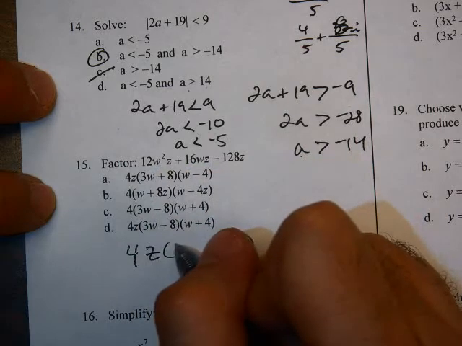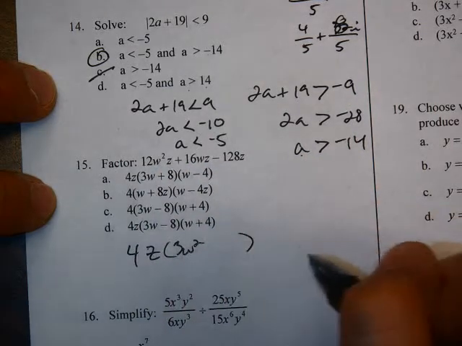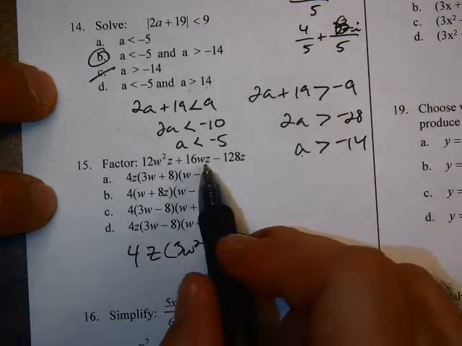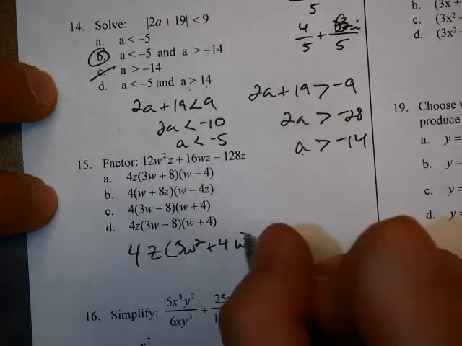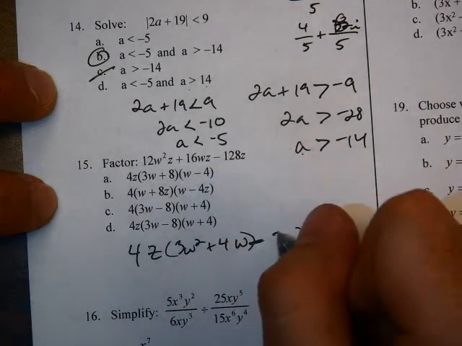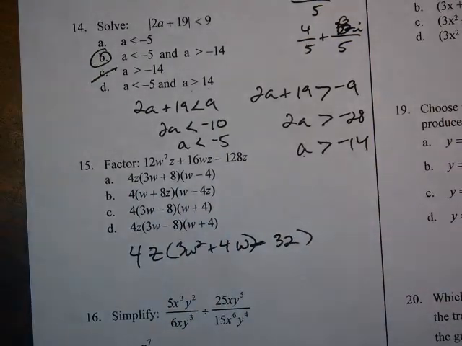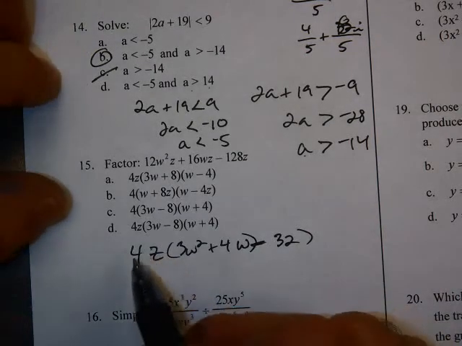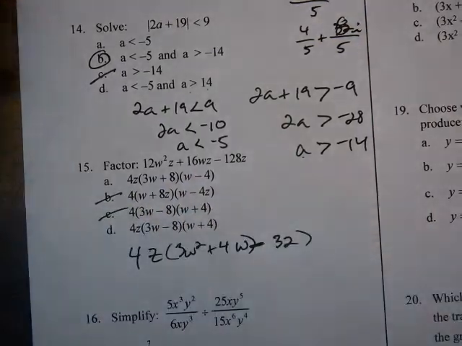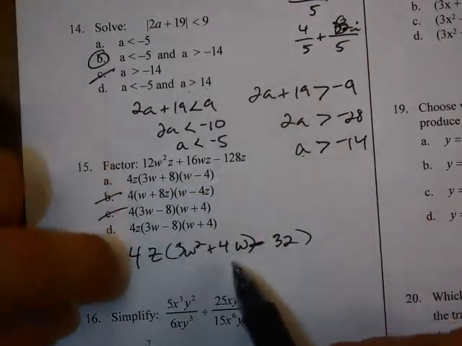This becomes now 3w squared plus 4w, I'm taking the z off. 16 divided by 4 is 4. Minus, 4 into that is 32, and I'm taking the z off. So now I'm left with that on the inside. I'm looking at my 4 answers. I got 4z, I got 4z. It's definitely not B or C. So now it's a matter of factoring this.